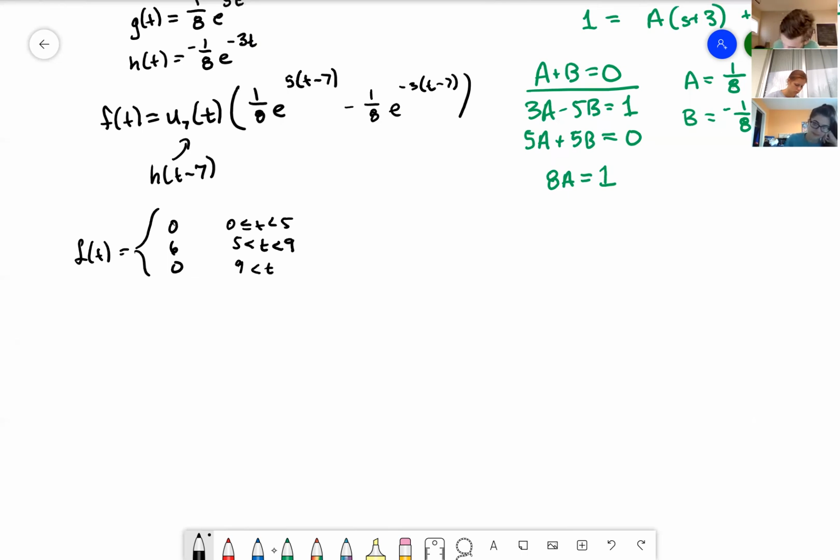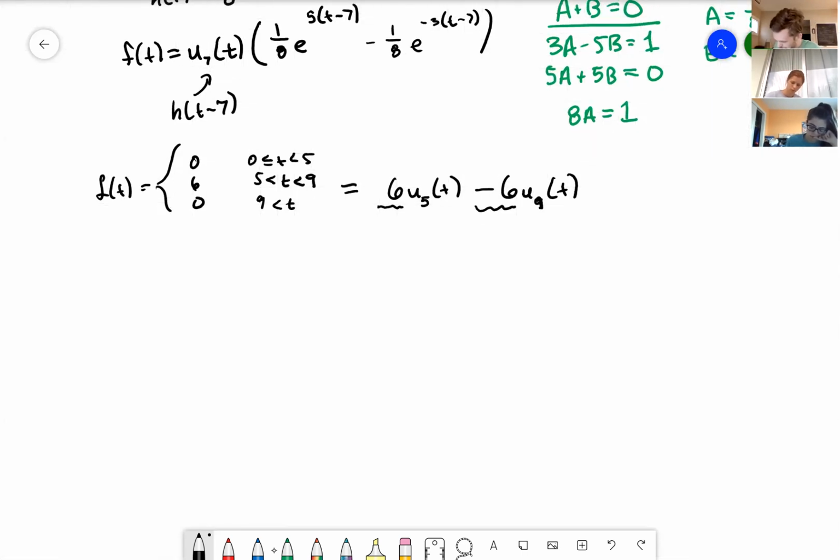Anyway, this one is pretty straightforward. It turns on at 5. So 6u_5 of t minus 6u_9 of t. So it turns on a value of 6 at 5, and then it turns it back off, so we subtract it away. Kind of fun that we can take these logical ideas and express them as a mathematical expression.